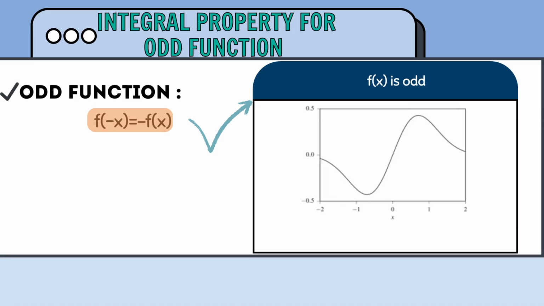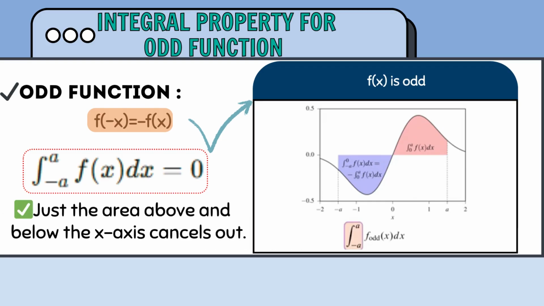For any odd function like this one, the net area under the curve from 0 to some positive value a is the same as the net area from negative a to 0, but with the opposite sign. So when we add the two areas together, one positive, one negative, they cancel out. As a result, the integral of an odd function over a symmetric interval from negative a to a is always 0. This property is particularly useful when evaluating complicated definite integrals.